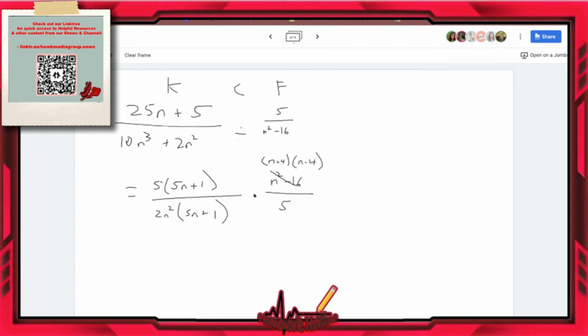So we're going to go ahead and start crossing things out right away. Notice this 5n plus 1 is the same on both the top and the bottom. And there's also two 5s. Each of them will become a 1, so it won't change anything. And we're left with, on the top, n plus 4 times n minus 4, and in the denominator, 2n squared. That's as much as we can simplify this expression.